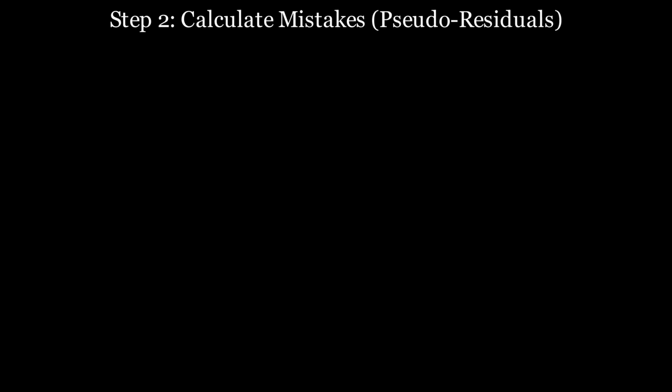Now, we need to figure out how wrong our initial model is. These errors are called residuals. In gradient boosting, they are specifically called pseudo-residuals. Why pseudo? Because they are the negative gradient of our loss function. Let's see what that means.